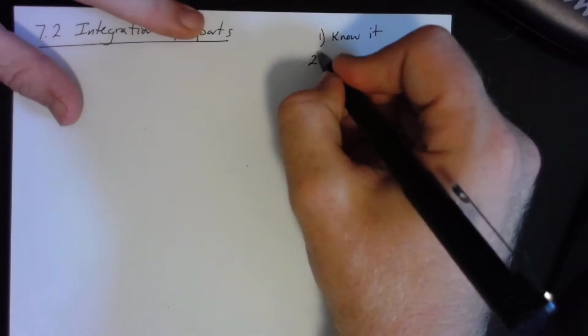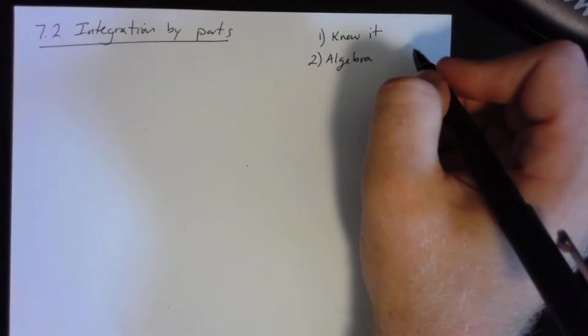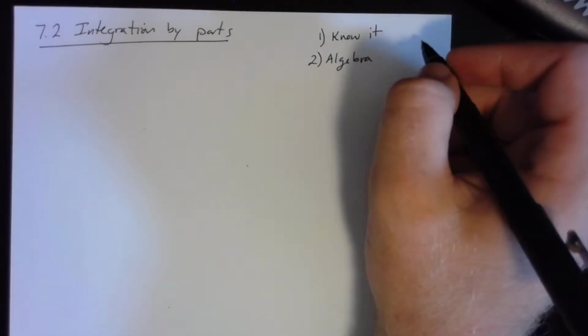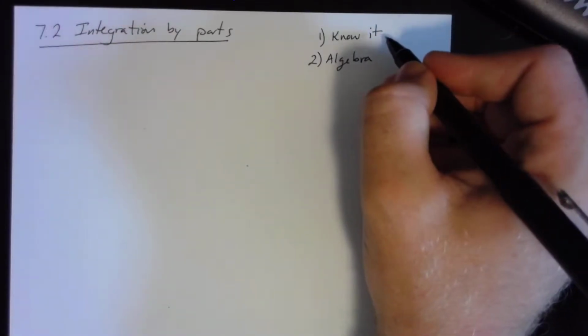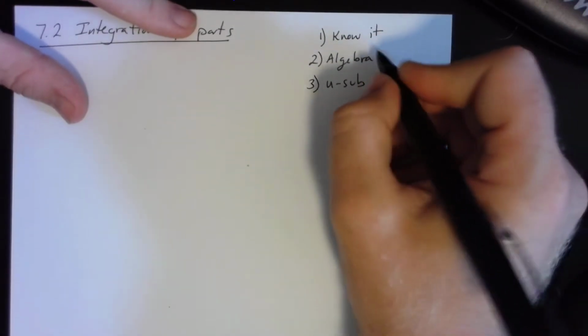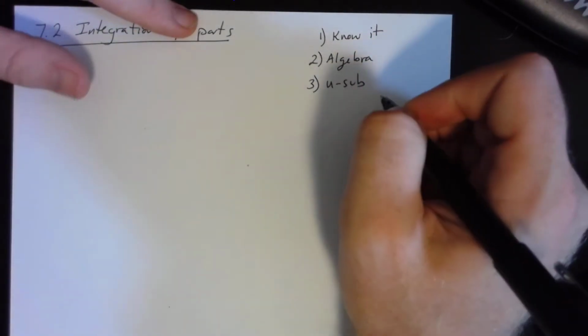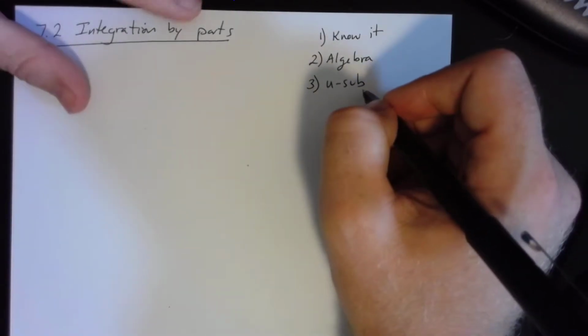Number two would be an algebraic manipulation. If, for instance, in all of section 7.1, we found some algebraic way to manipulate it so that it can be something we know. And, again, the final tool is U sub. So now we have three rules to follow. Do you know it? Does it require some algebra before we get to do we know it? And then is there a U sub that we can use?